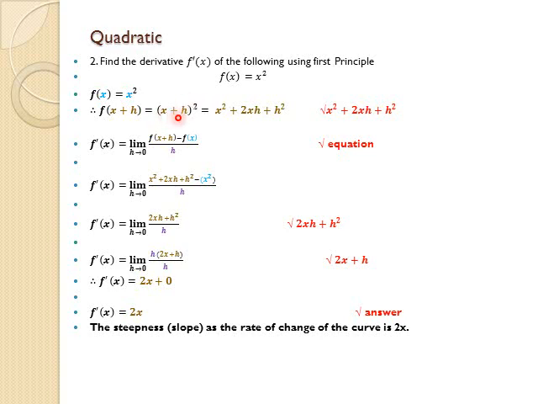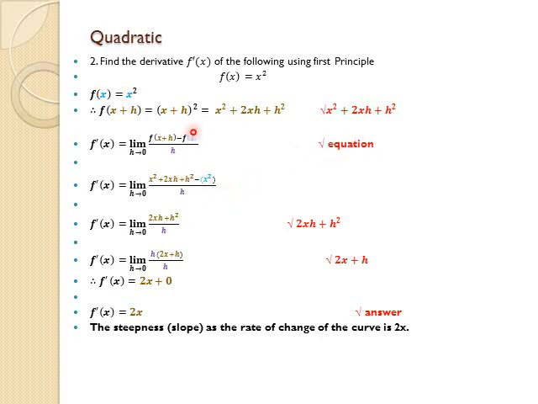Please don't forget there's a middle term. x times x, x squared. x times h gives me xh, times the 2 gives me 2xh, and h times h would give me h squared. 1 mark for getting the correct equation. Second mark, because I said first principles, I have to write the equation. So f prime x equals the limit as h tends to 0 of f(x plus h) minus f(x) over h. So 1 mark for the equation.